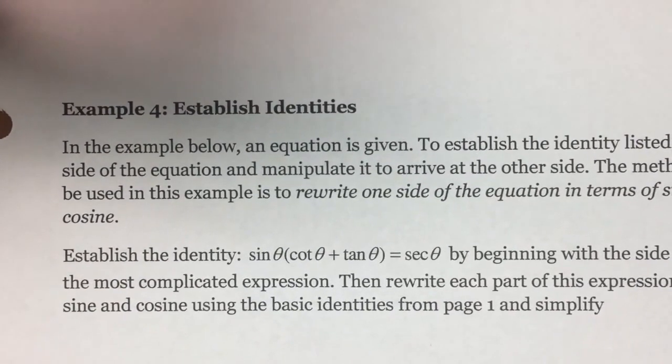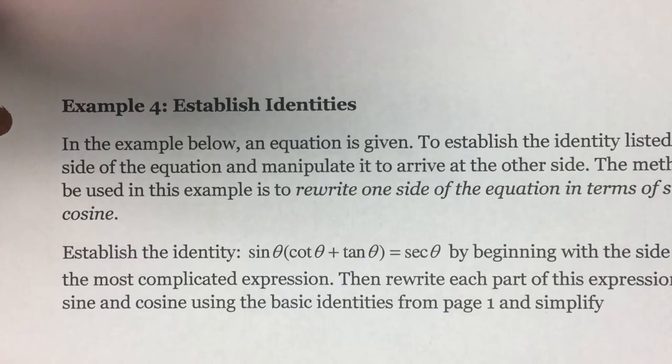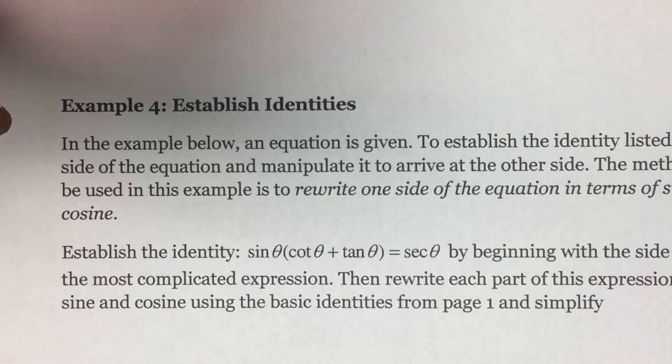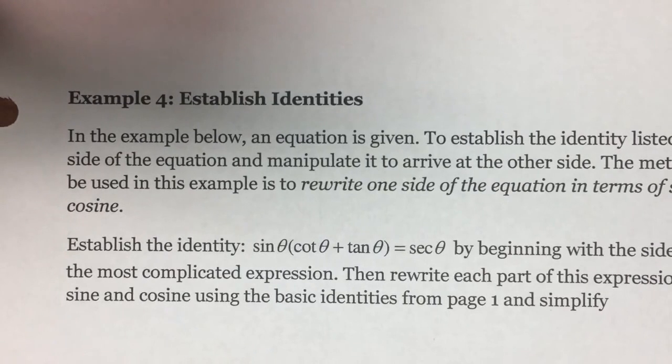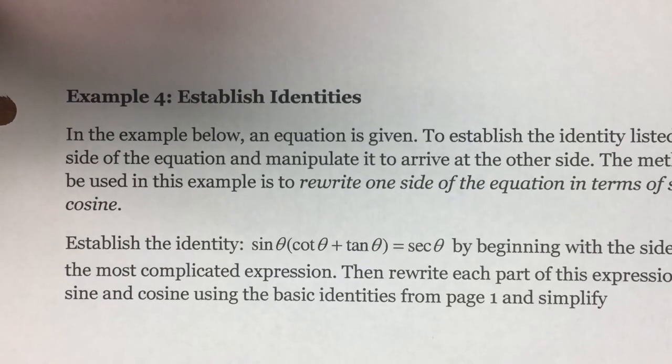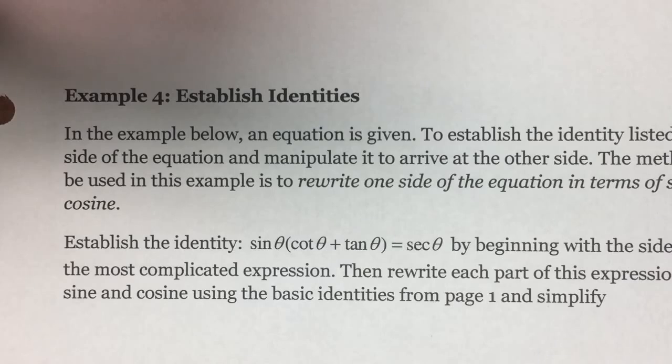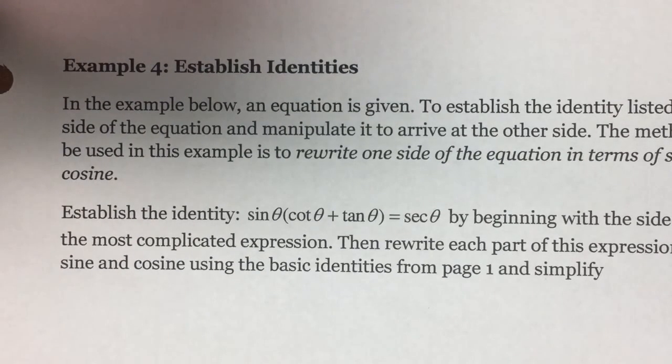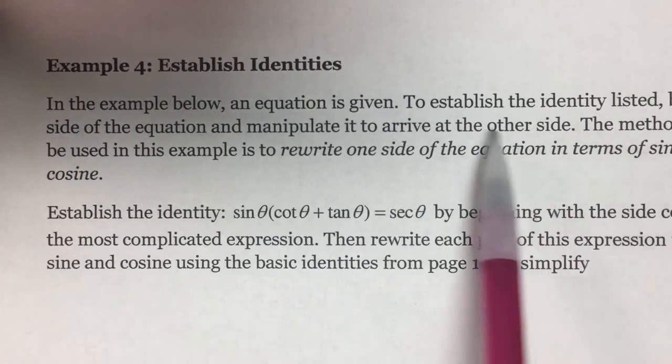All right, so this is section 7.4, part 2. We are looking at some different strategies that you can use. Now, in the example below, we're actually given an equation. So now we're getting into proving identities a little bit more here.